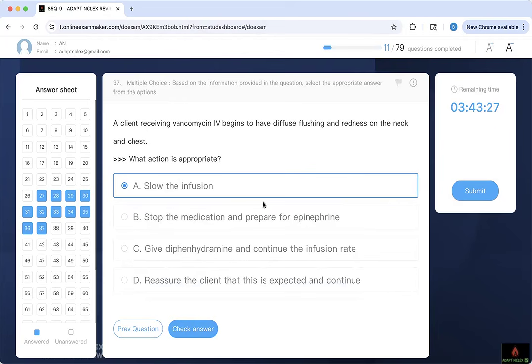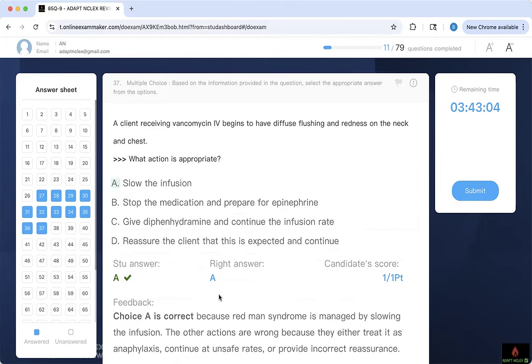When I give you IV vancomycin, you're going to have red man syndrome. It doesn't mean I should stop the medication and forget about it. Giving you epinephrine, you think it's an allergy. Diphenhydramine, you think it's an allergy. Reassuring the client that it's expected, so you should continue: the rate is unexpected. You should slow it down because you're running too fast, and that is it.